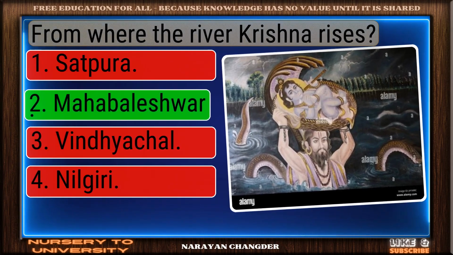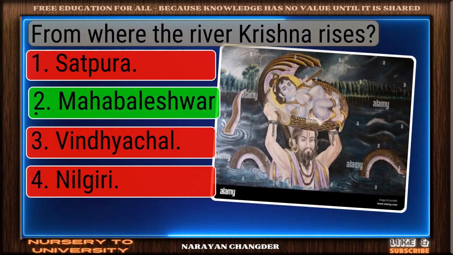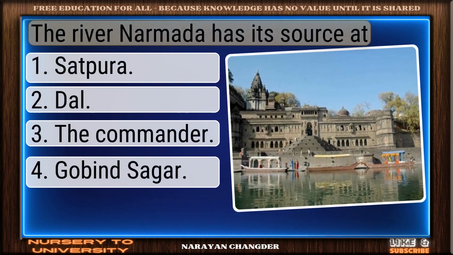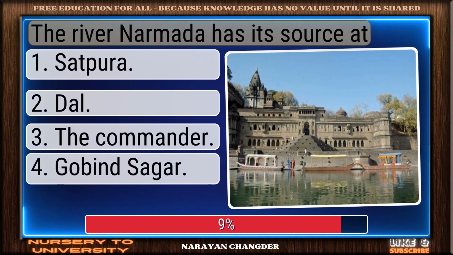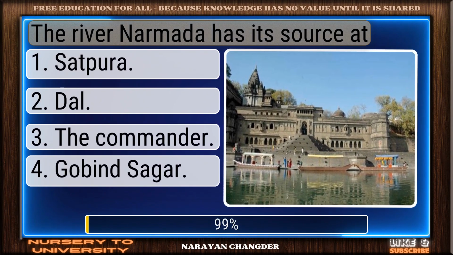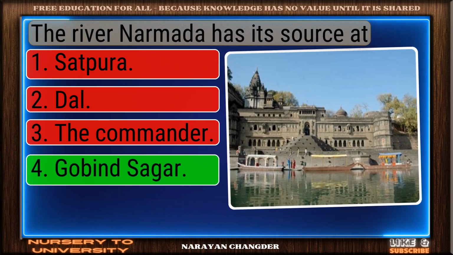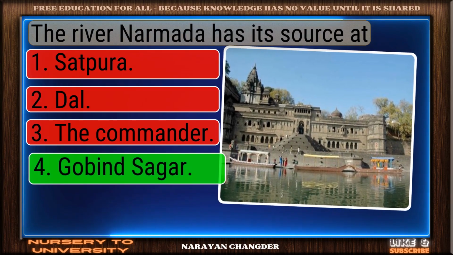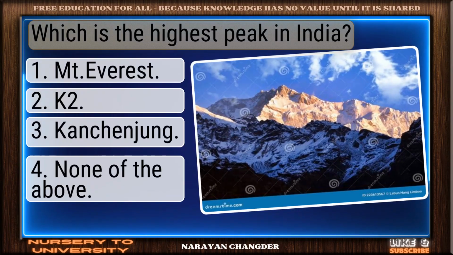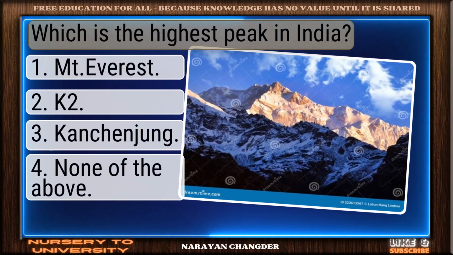You chose Mahabaleshwar, and it is correct. Question number 166. The river Narmada has its source at? Right again. Gobind Sagar is a valid answer. Question number 167. Which is the highest peak in India?